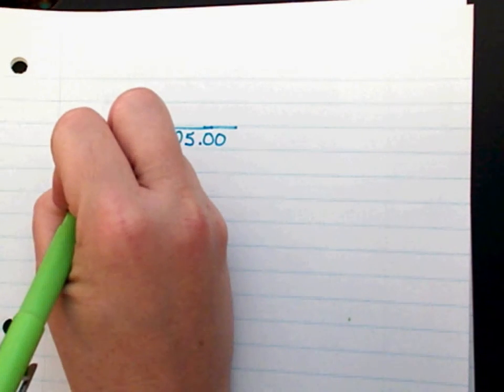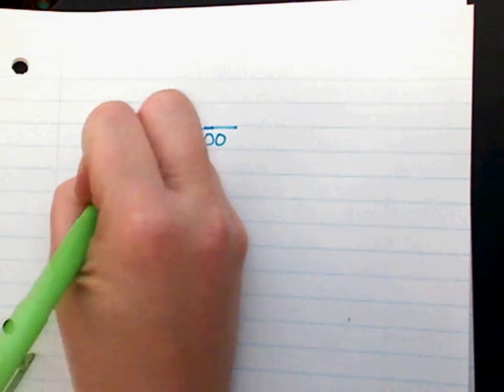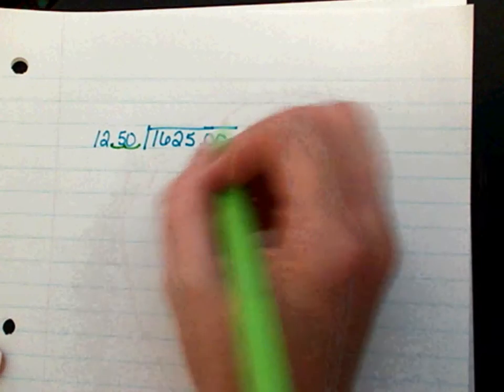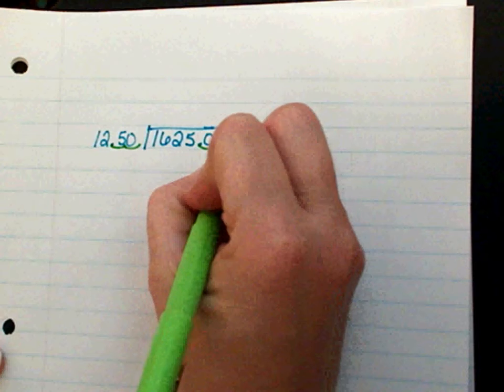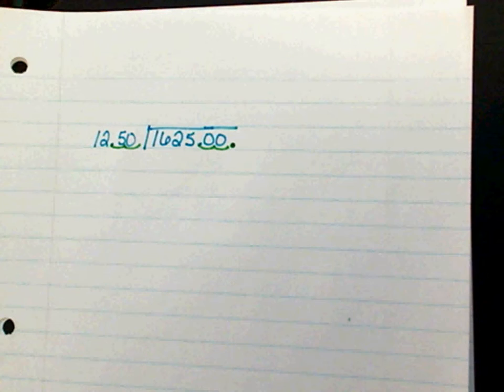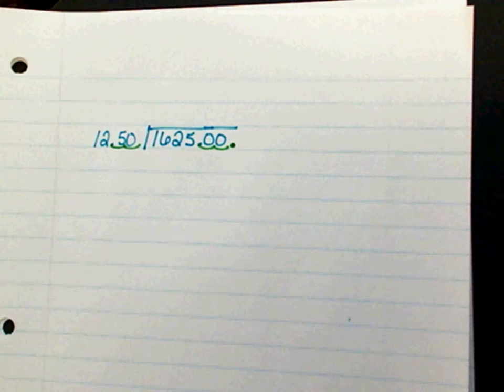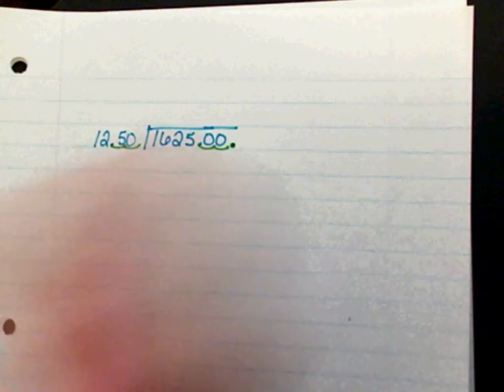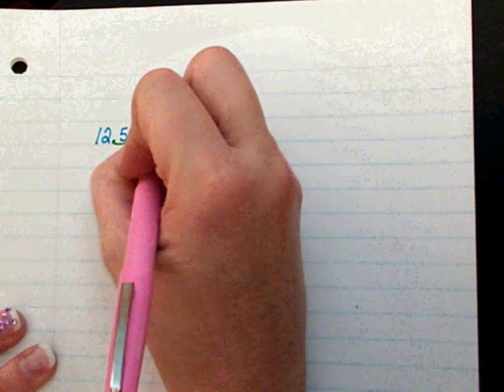And again, just like multiplication, we move it. Count how many times? 1, 2 to get it out of there. Whatever I do outside, I'm going to do inside. I moved it over twice, so I'm going to move this decimal over twice. My new decimal is going to sit right there. Now you're going to divide like you normally would.